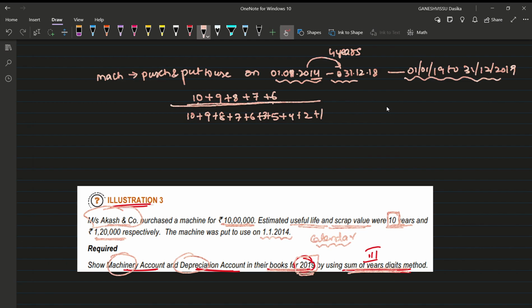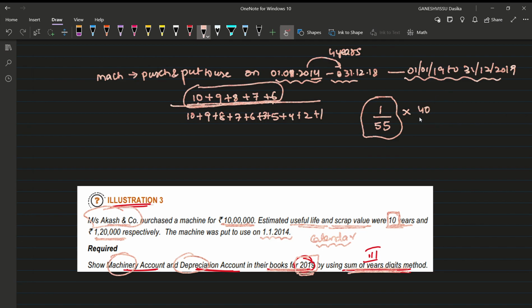That means 1 by 55 is the factor which we need to multiply with the number of useful lives. Here they have used the asset up to 5 years, so we need to add up to 5 years: 10 plus 9 plus 8 plus 7 plus 6. What is that? 40. Okay, this is 40.